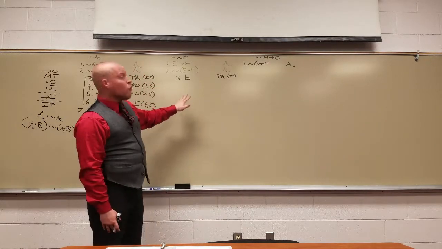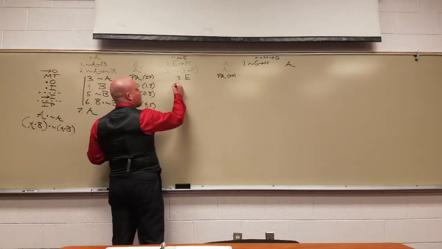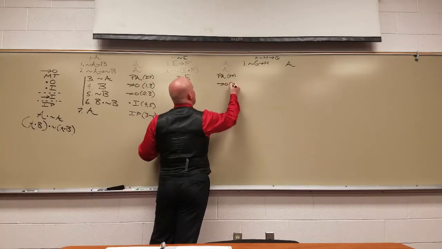Well, let's do it formally. Now with that E there, can we do an arrow out? Yes, we can. That gets us F. How? Arrow out, 1 and 3.